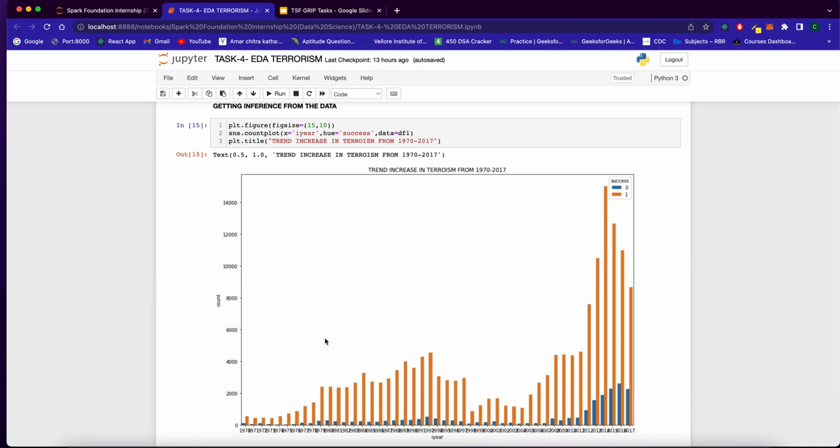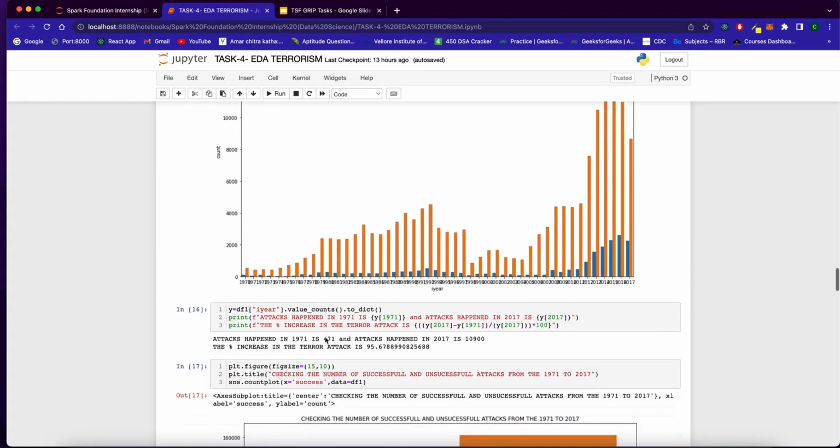Here the success 0 and 1 mainly defines whether the terrorism attack was successful or not. Basically, it was defined in that way.